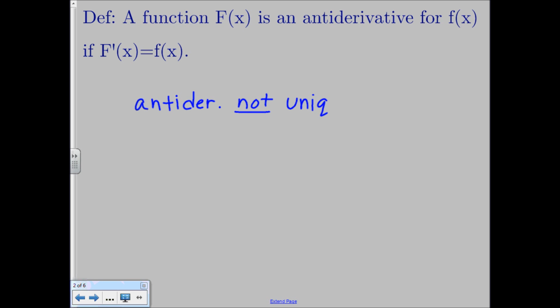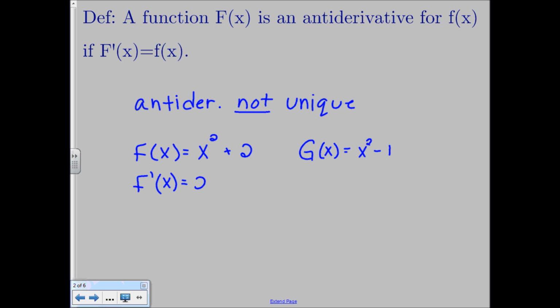And here's an example of why. Let big F of x be equal to x squared plus 2 and big G of x be equal to x squared minus 1. If we take the derivative of both of these, if we find big F prime of x, we know that that's simply 2x. Now if we find big G prime of x, that's also just 2x.